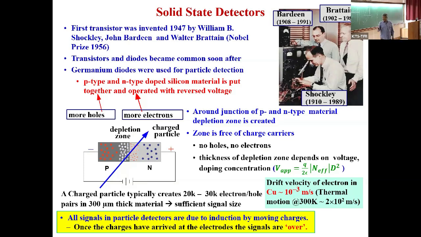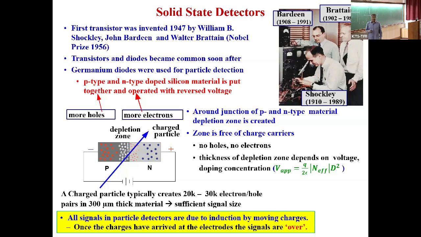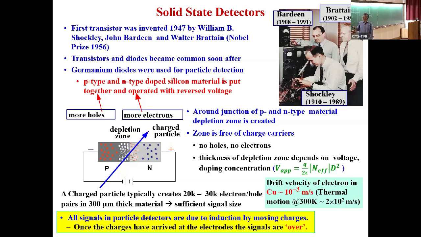Do you know what the drift velocity of an electron in copper is? That's the conventional conductor we use in all electronic circuits. We do not use gold or silver, even though those are more conductive. Does anybody know? What is the drift velocity of the electron in copper, which gives you the signal? It is a millimeter per second.